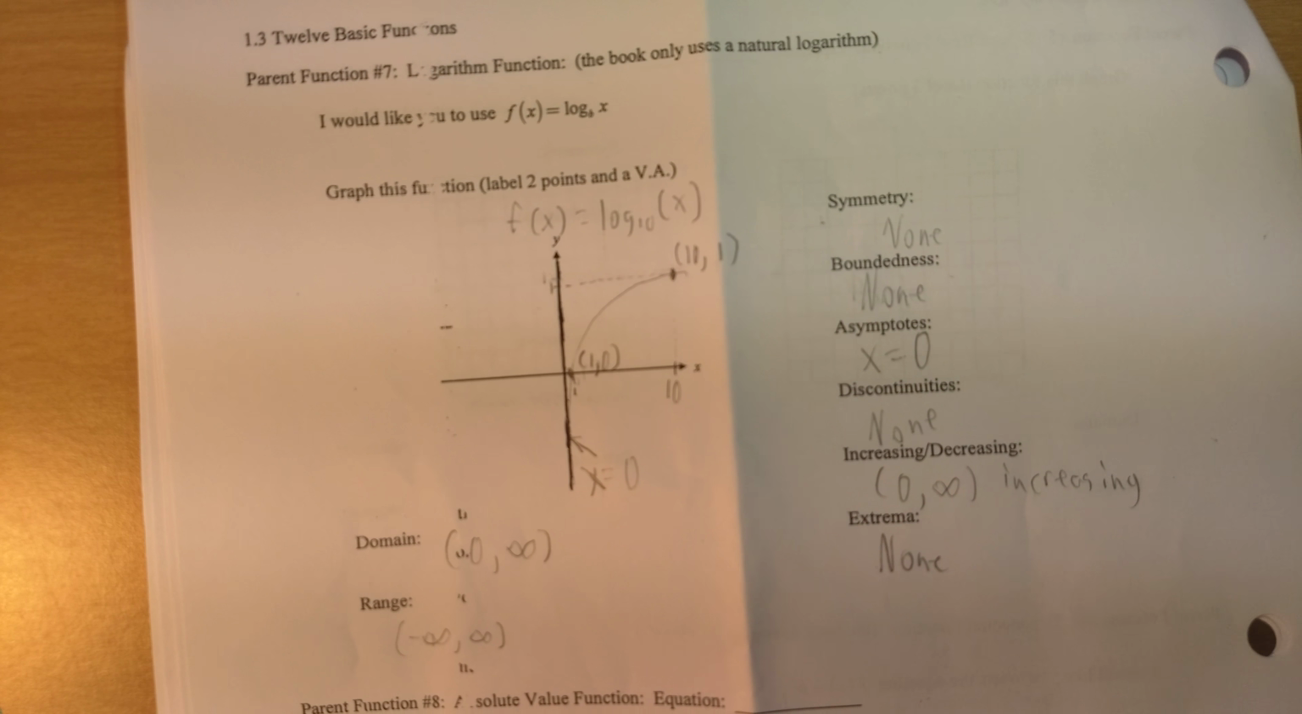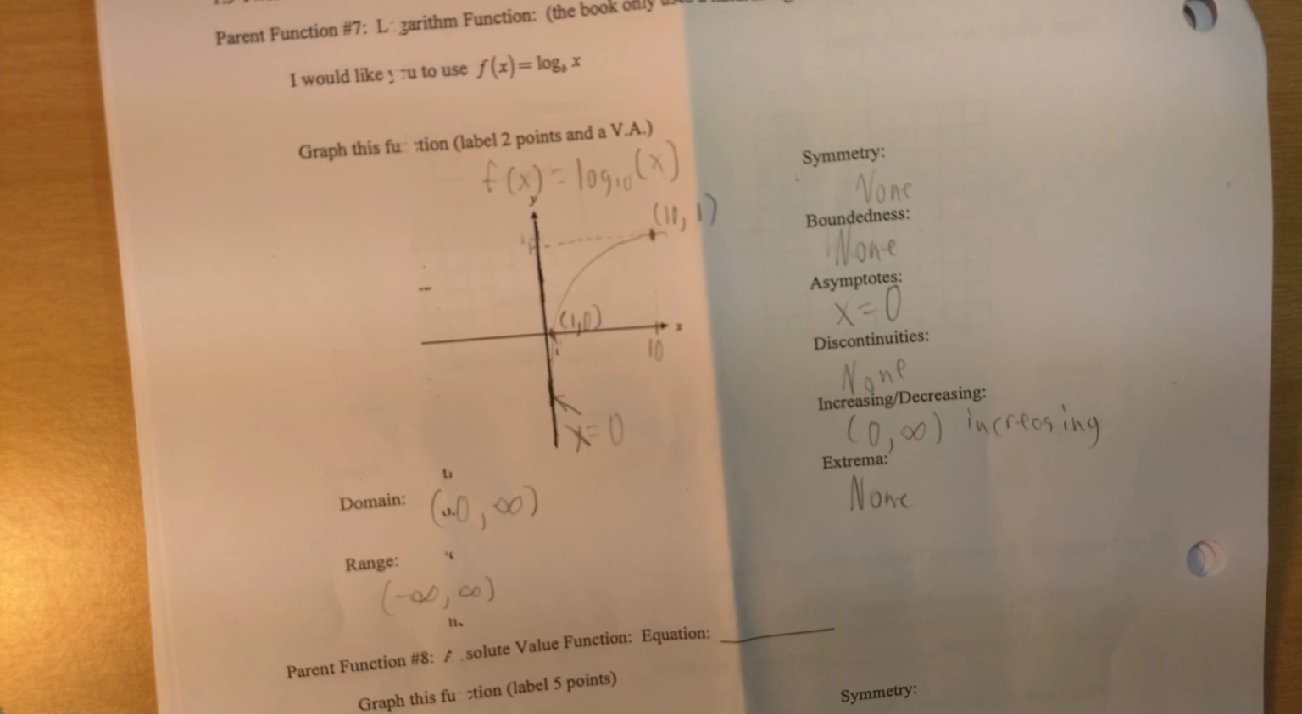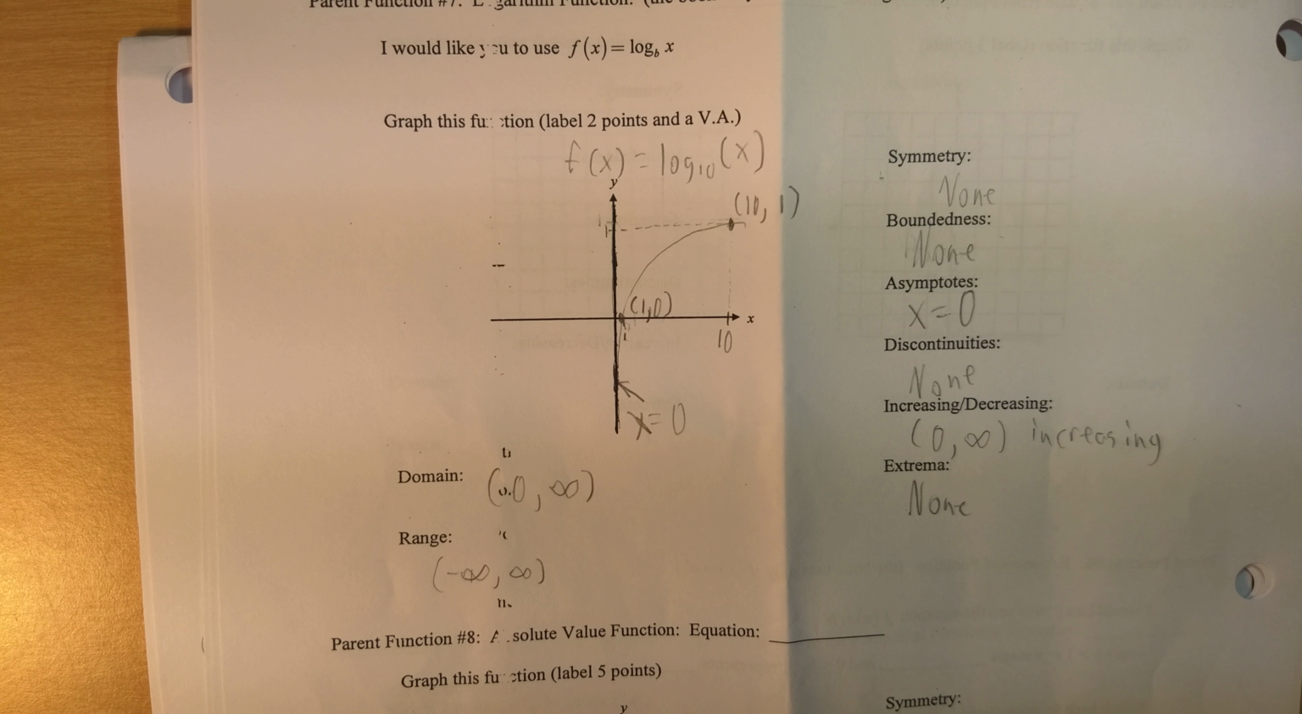The next function is log base 10 of x. It has the following characteristics: no symmetry, no bounds, discontinuities, or extrema, a domain from 0 to positive infinity, and a range from negative infinity to positive infinity, a vertical asymptote at x equals 0, and no horizontal asymptote, and the function is increasing from 0 to positive infinity.